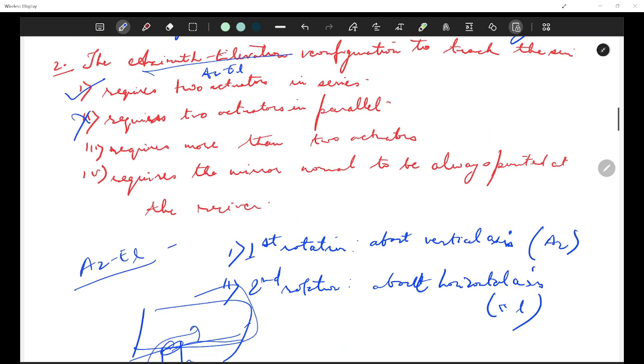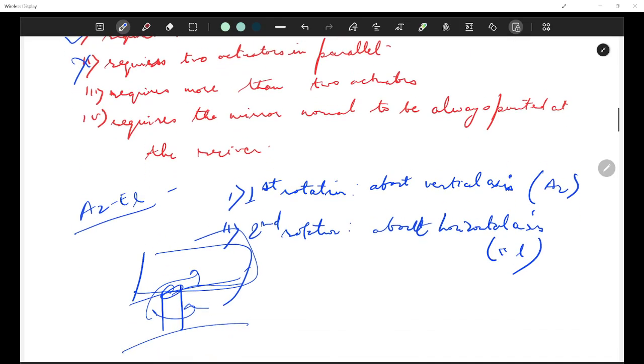Let's go with option C. It requires more than two actuators. Sun tracking requires 2 degrees of freedom, horizontal angle and vertical angle, so only 2 actuators are required. Adding more actuators would make it redundant, like the RPS case which we saw, right? But the classical azimuth elevation design uses exactly 2 actuators. Therefore, option C is wrong.